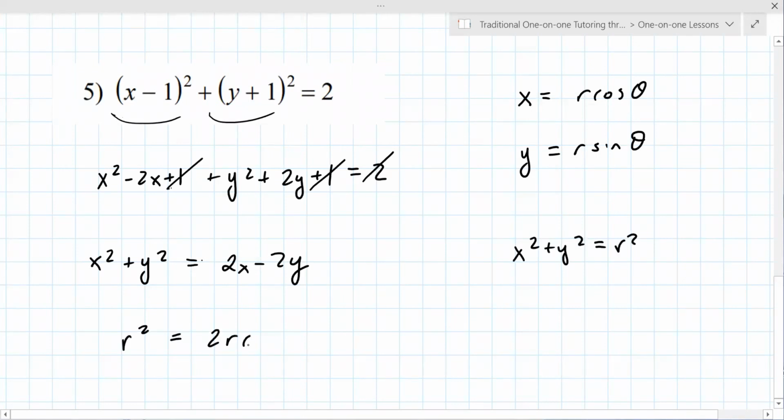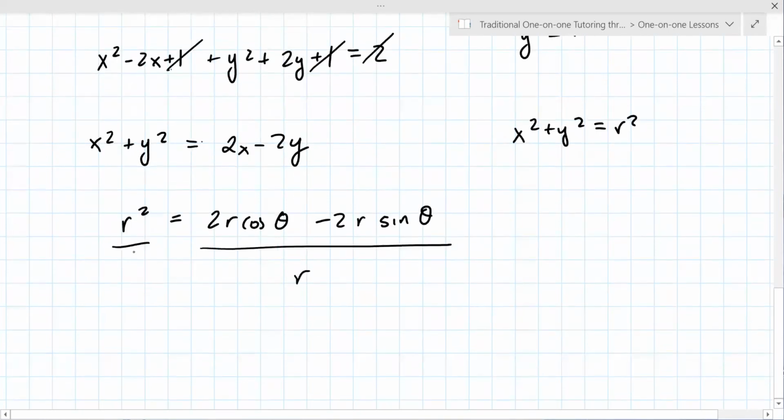2 times r cosine theta minus 2 r sine theta, and then you divide both sides by r, because otherwise you can only have it in terms of r and cosine. But if you can get away with solving it for just r, then you should do that. Sometimes you can't.